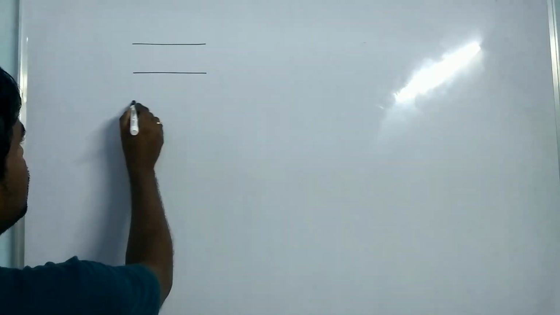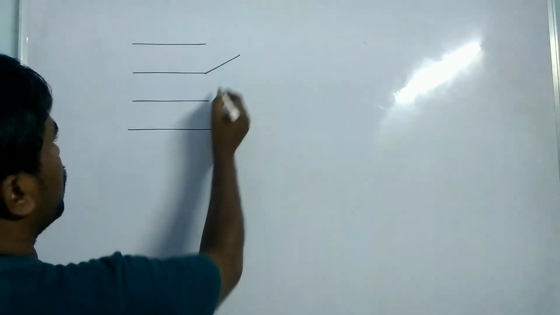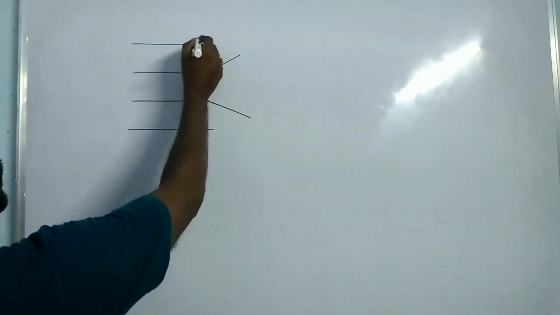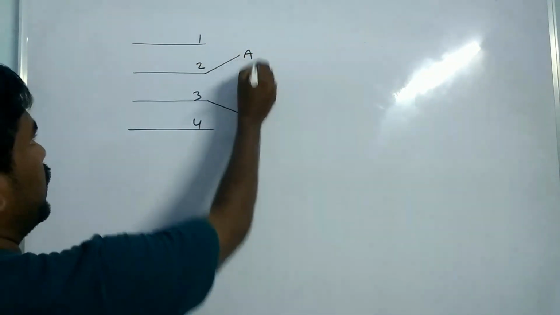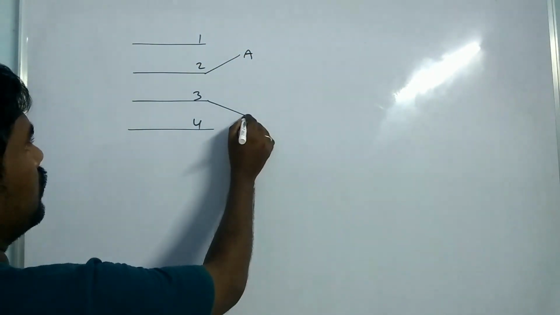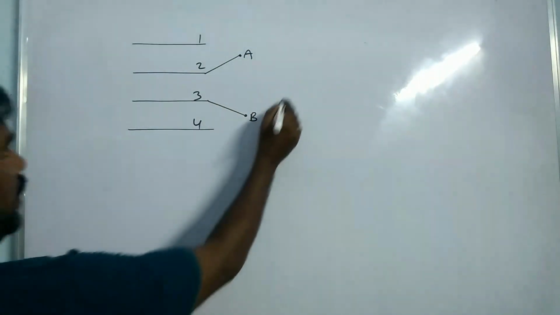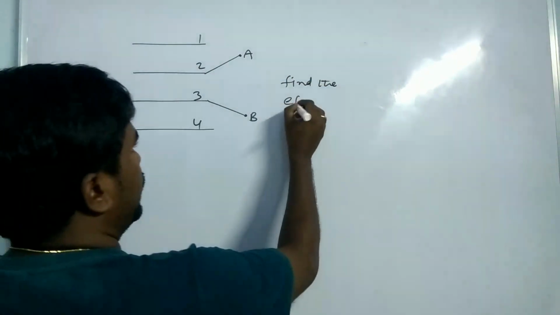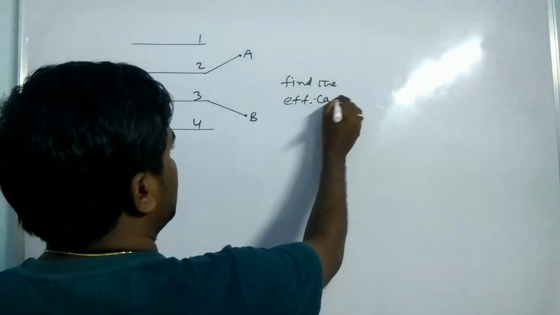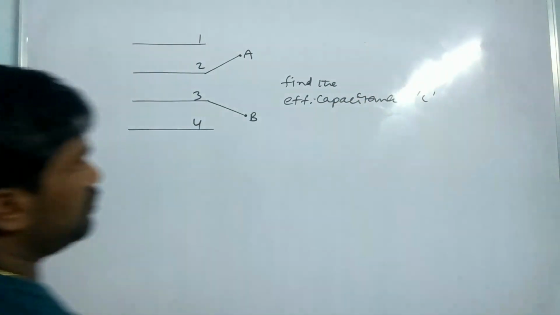The capacitor plates. So this is the second plate and this is the third plate. First plate, second plate, third plate, fourth plate. This is A and this is B. Right? Find the effective capacitance of each capacitance C.